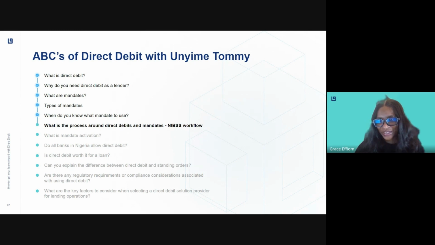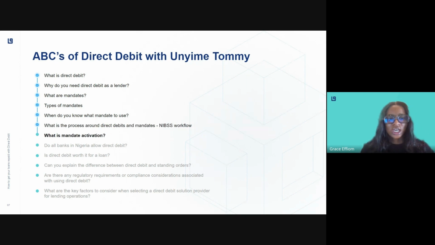Oh, thank you. If you're out there and you have further questions about this process flow, please just drop it on the Q&A session and then we would get to it. And I'll just take the next ABCs, which is, what is mandate activation? So you've spoken about mandates, you said you need to activate it. What then is mandate activation?